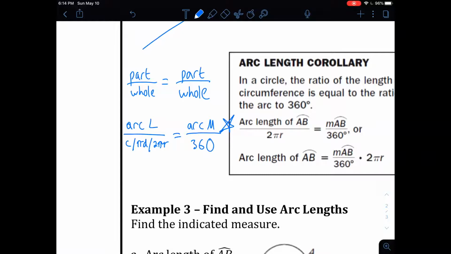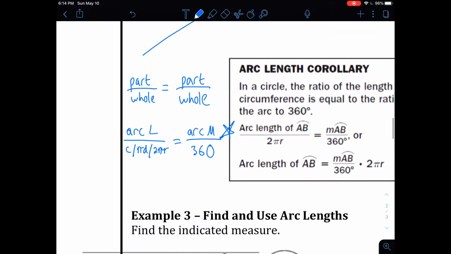Now, why do we do that? Why do we do 360? Because a whole circle is 360 degrees, right? And then arc length is, so if we have a circle like this, we're talking about just this part right here. The ratio between that length, how long this arc is compared to the entire circle, is going to be the same ratio as how many degrees this is over the 360 degrees of the entire circle.